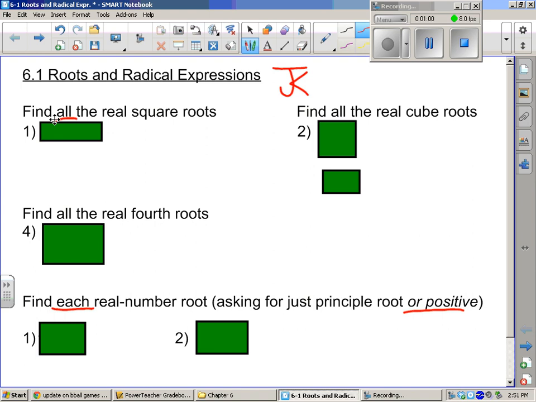So we get rid of some of these little cute boxes here. Come on, baby. Maybe. There we go. So find all the real square roots. If we take the square root of 144, it can be 12 or negative 12. You have to think, what's 12 times 12? Negative 12 times negative 12. They both get 144.